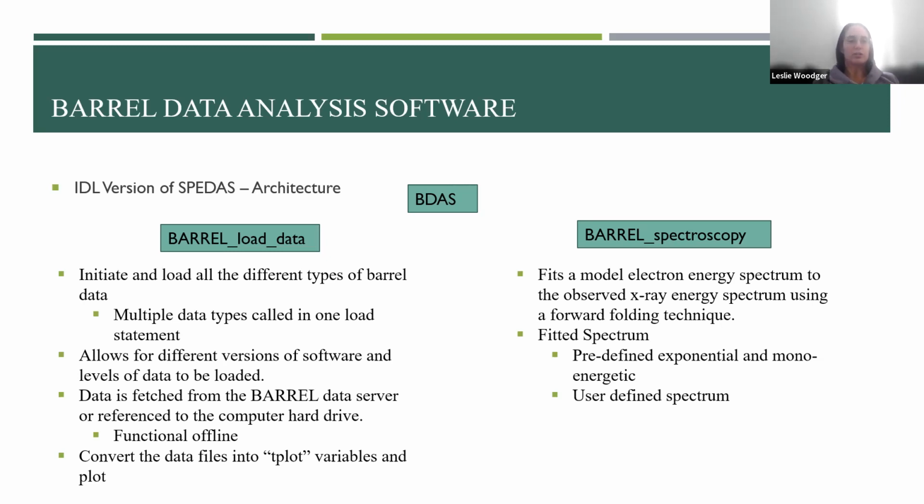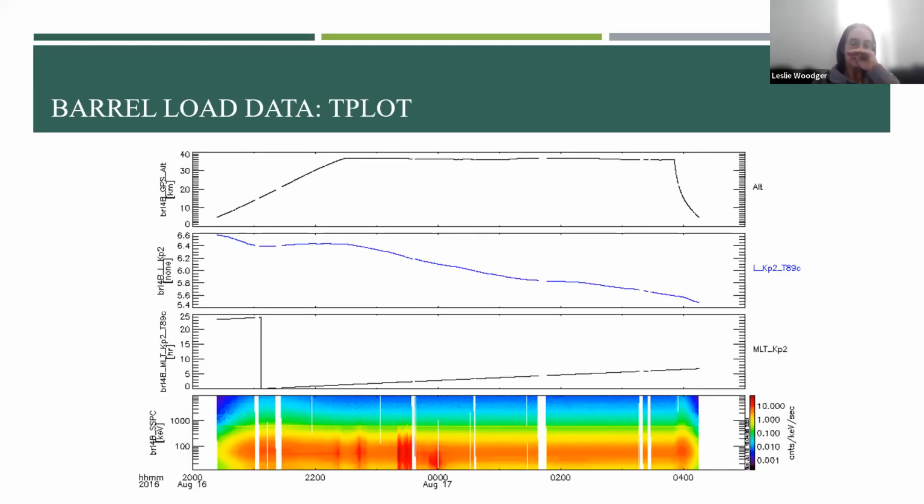And our goal is to stay with the PySpeedS family. And so just a demonstration of the functionality of the Barrel load data. So here you can see I've plotted 4 different data values from Barrel. You can plot altitude and L value and MLT location, and then a spectrogram plot.